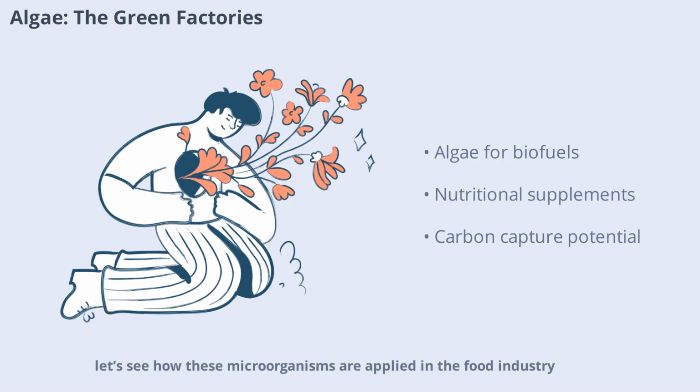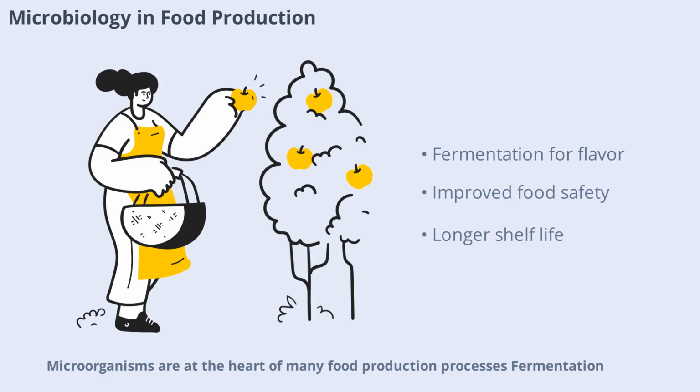Now, let's see how these microorganisms are applied in the food industry. Microorganisms are at the heart of many food production processes. Fermentation, for example, relies on bacteria and yeast to transform raw ingredients into products like cheese, yogurt, bread, and beer. These processes not only enhance flavor and texture, but also improve food safety and shelf life. The food industry continues to innovate by using microbes to develop new products and healthier alternatives.